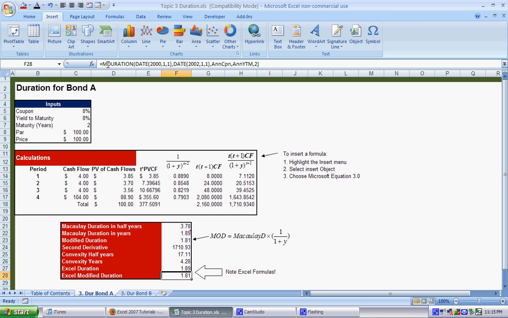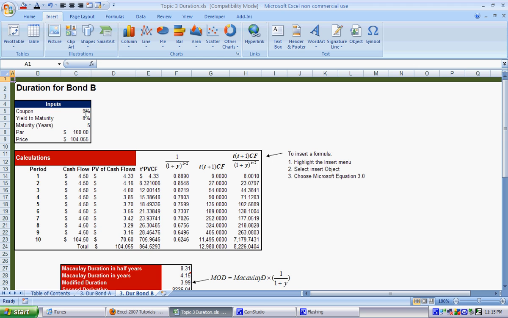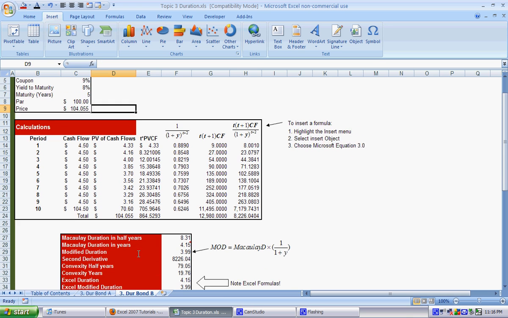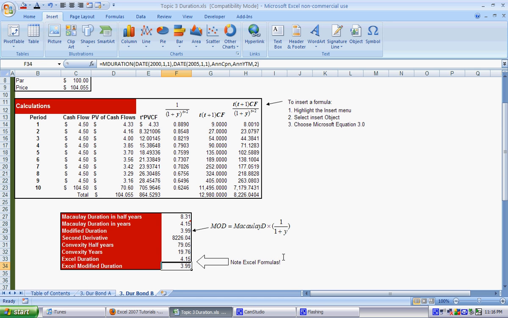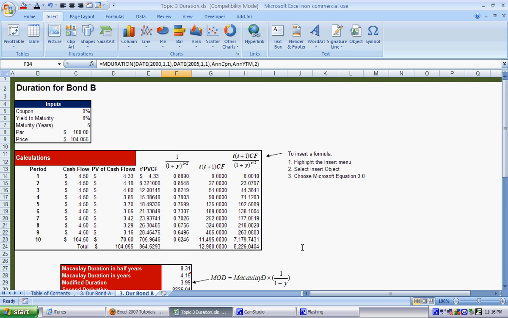Same thing for modified duration, or MDURATION, parentheses, settlement date, maturity, coupon, yield, and frequency. So note Excel formulas, we did that, and then we see that this bond has a modified duration of 1.81. If we look at a bond that has a larger coupon and lower yield, or more years to maturity, it's not priced at par, and we look, it has a higher modified duration, which should make sense to you.